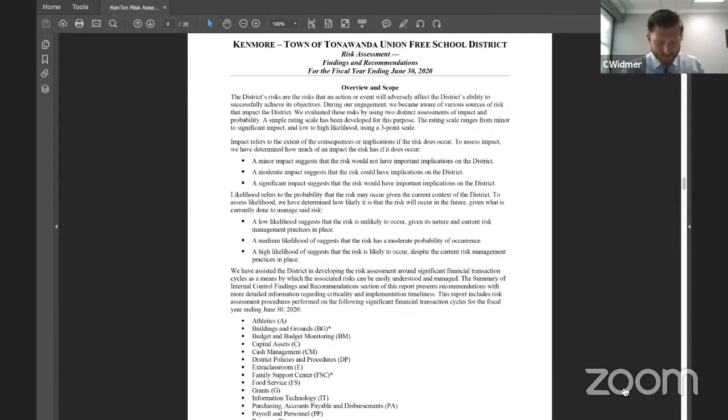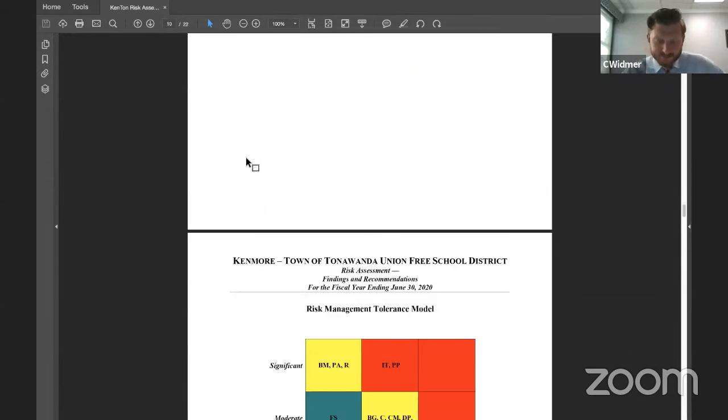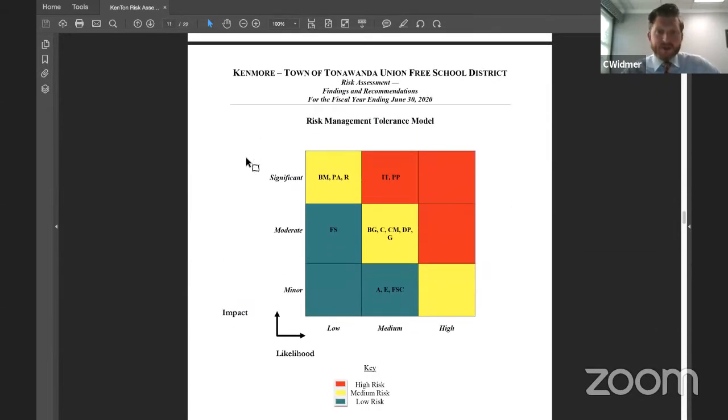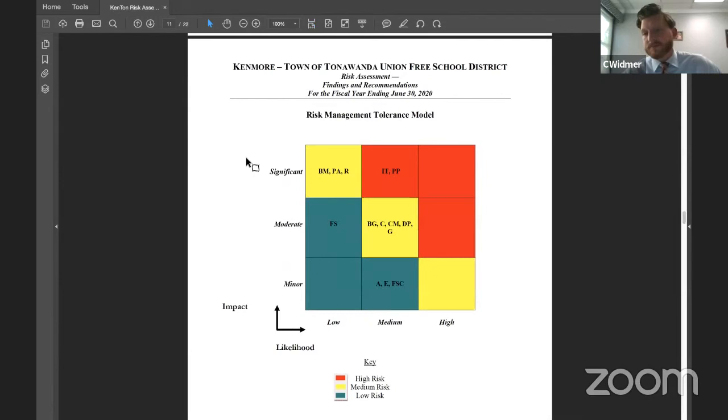So page 1 lists the 14 different items. Move on to page 2. After the overall risk assessment, we gathered information about each of those 14 cycles, and we assess an impact and a likelihood rating, and then put it together in this matrix, which helps segregate the cycles into different risk categories.